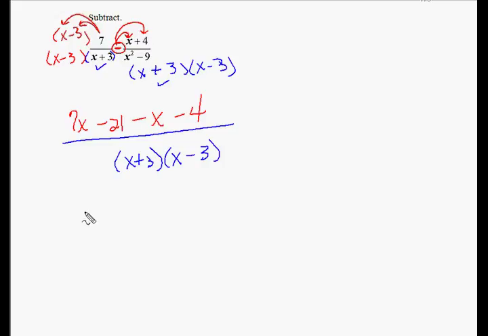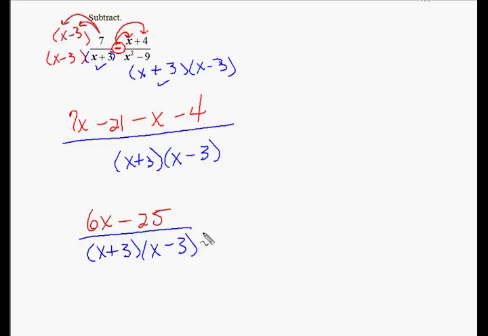Let's combine like terms. 7x minus x is 6x. Negative 21 minus 4 more is negative 25. And in the denominator, we still have x plus 3 and x minus 3.